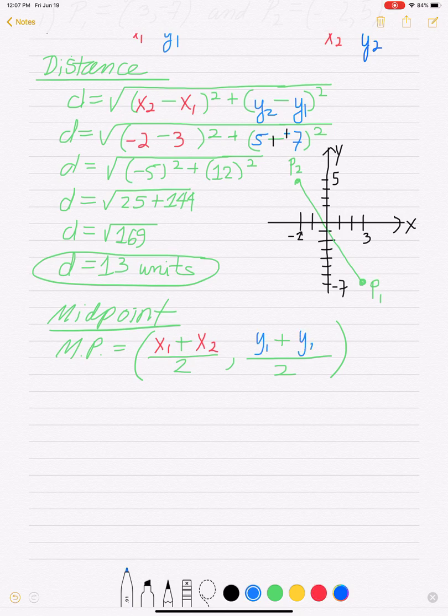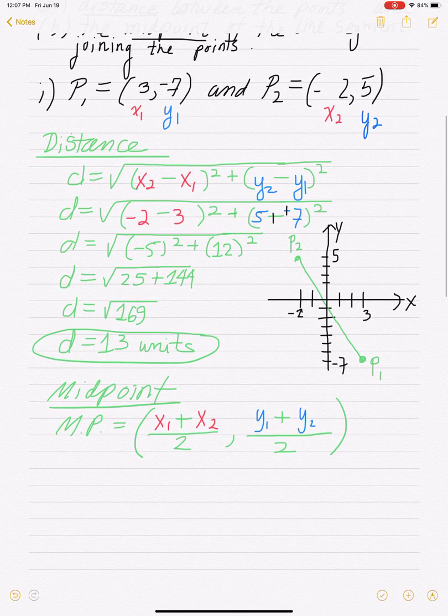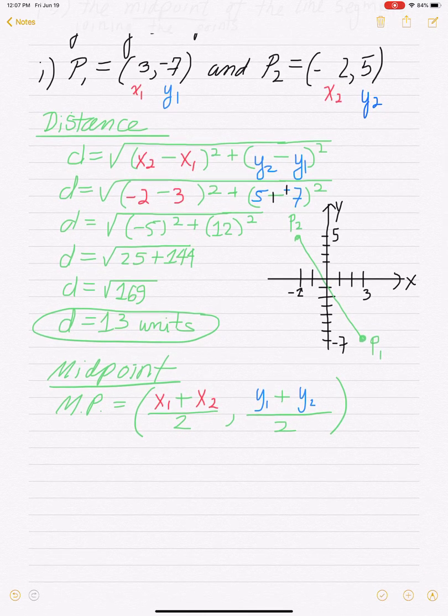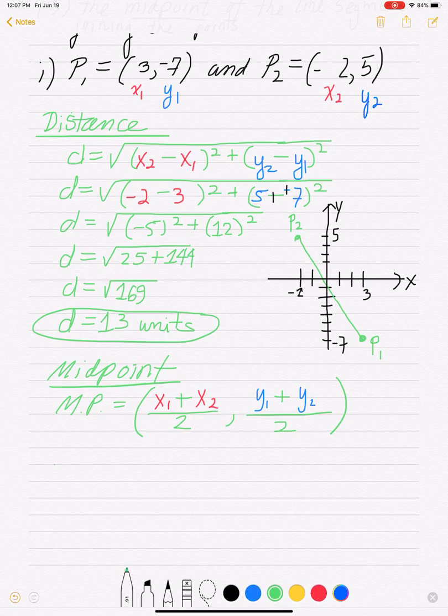All right, let's go up and actually see what we're plugging in. All right, so let's do another template. MP, midpoint, blank plus blank over 2, comma, blank plus blank over 2. All right, I'm going to plug in a 3 for x1, and for x2, a minus 2. And for y1, I'm going to put a minus 7, and for y2, a 5.